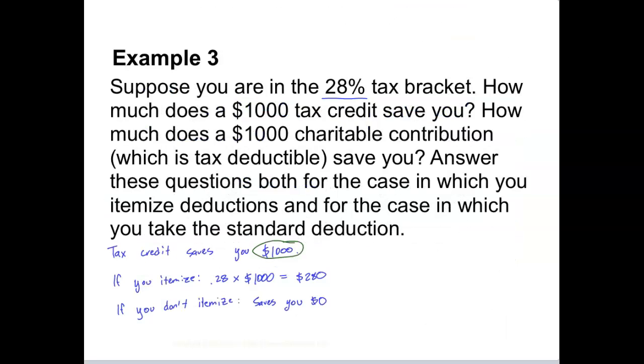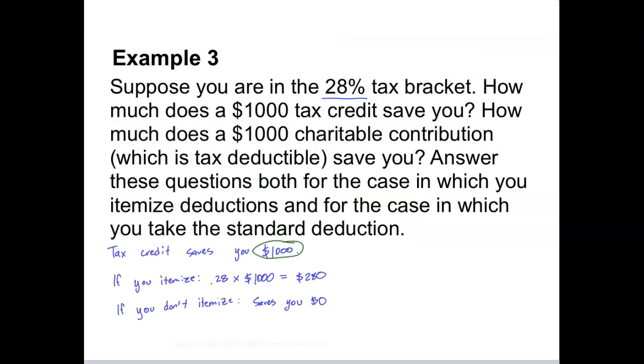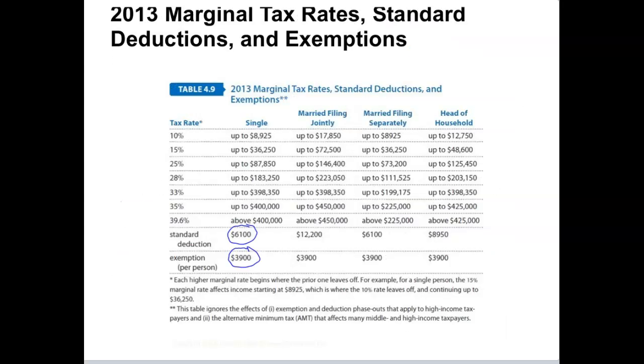So she has a taxable income of $16,000. So that's going to tell us what her highest tax rate will be in our tax table. FICA is not included in the tax computation. It is separate. So it's a separate tax.